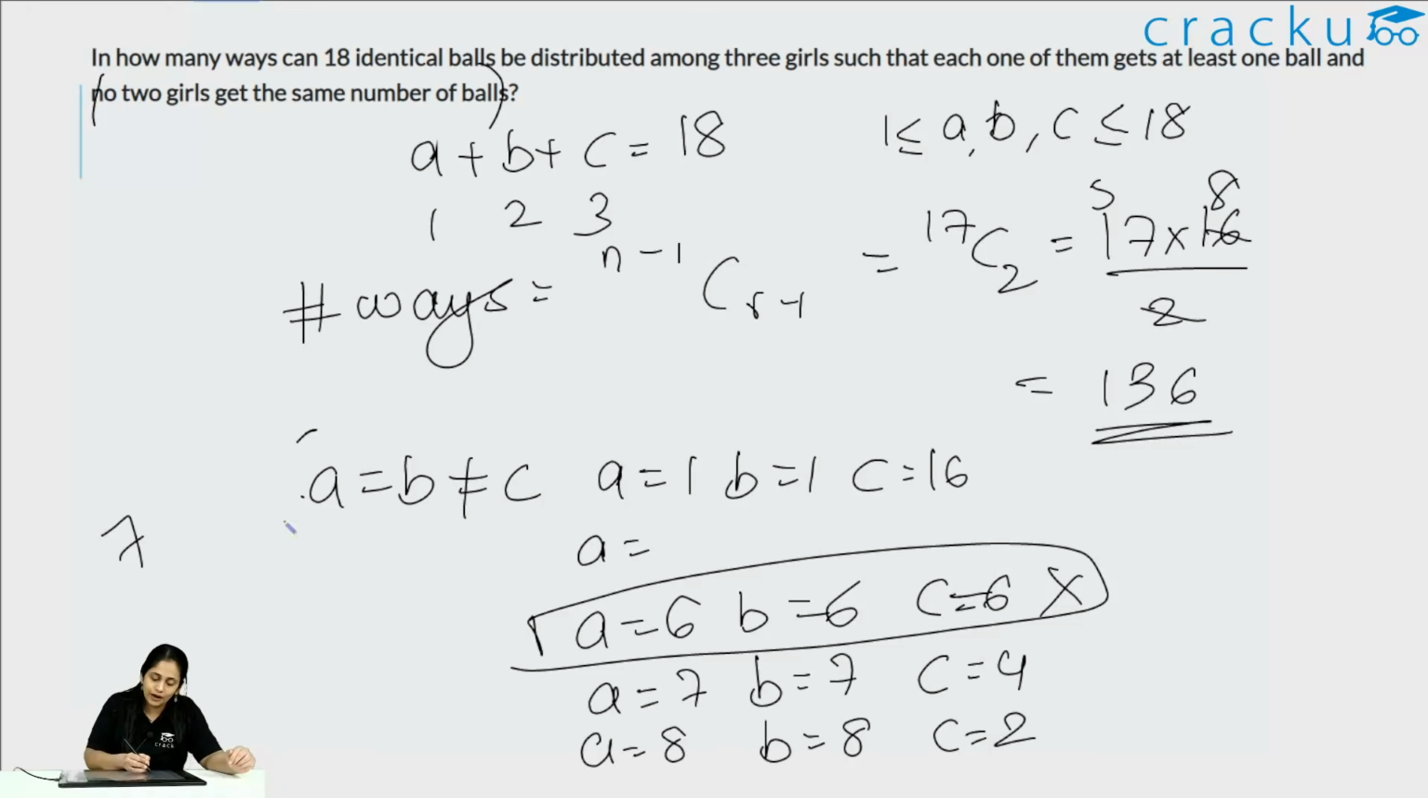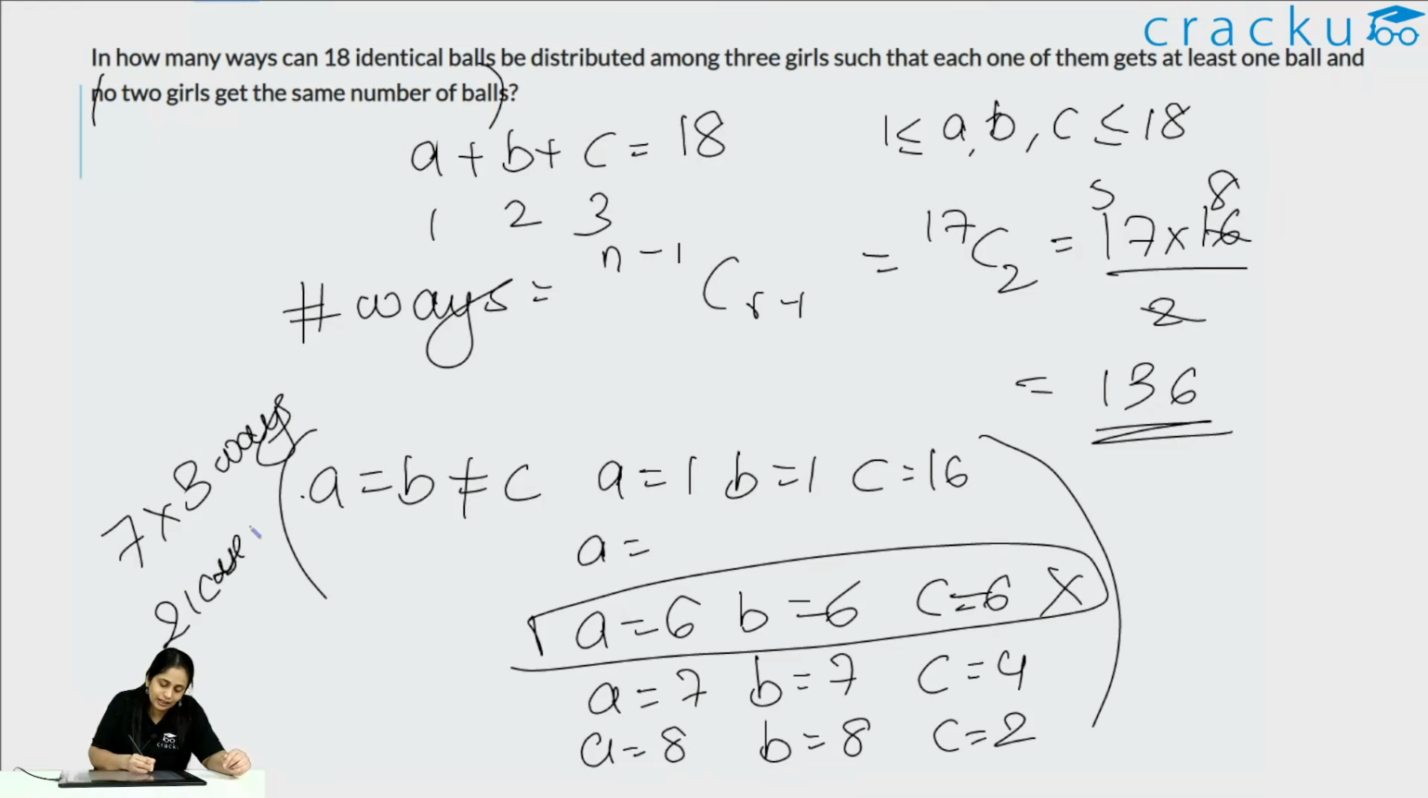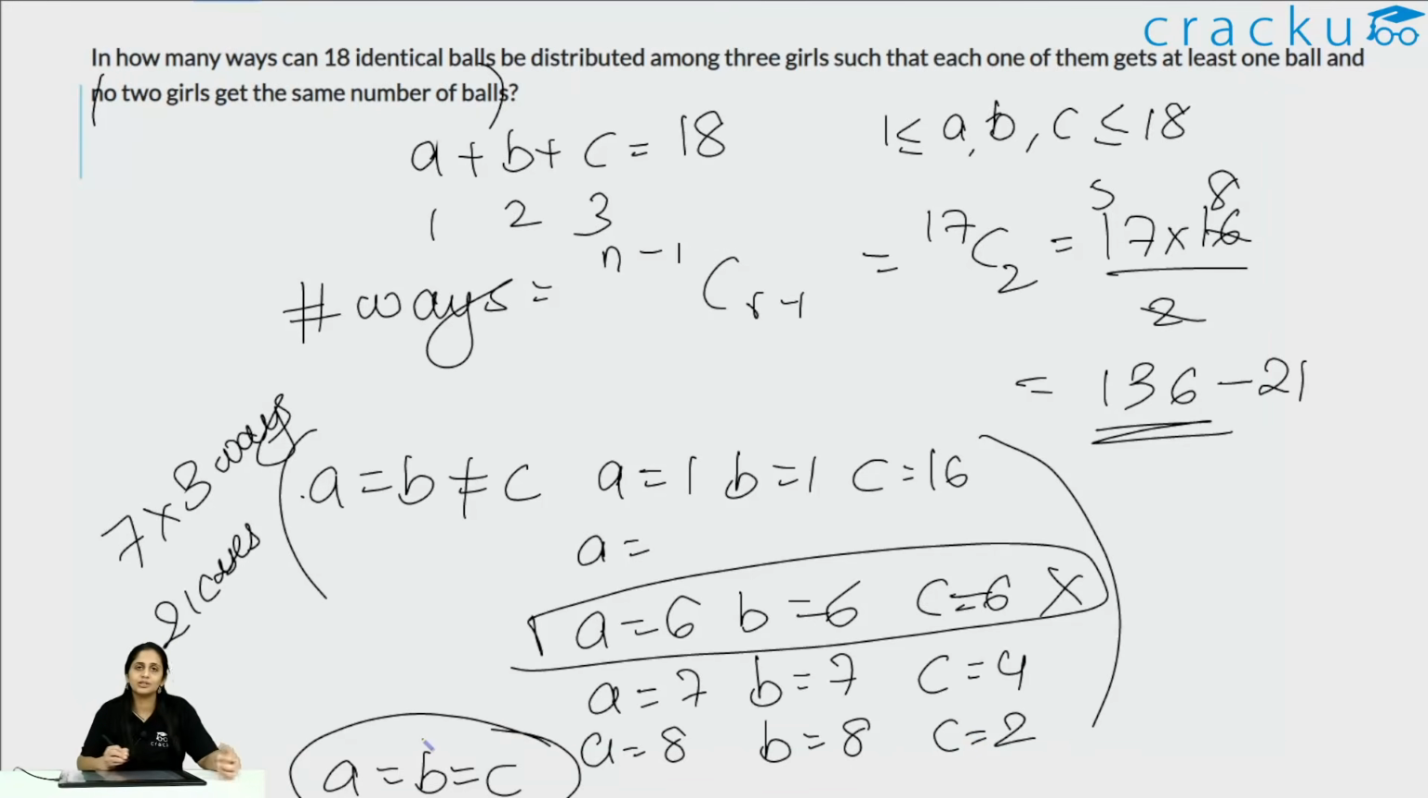So the ways of arranging A, B, C in all of these cases is 3 essentially. So this is 7 into 3 ways. In these 21 cases, our condition is violated. So from this I have to remove 21 cases. There is also one condition in which A is equal to B is equal to C. When A is equal to B is equal to C, then again this condition is violated. That is when A is equal to 6, B is equal to 6, C is equal to 6. The number of ways of arranging this particular case is only 1. That is, we give 6 balls to all of the 3 girls. So this is also just one case.